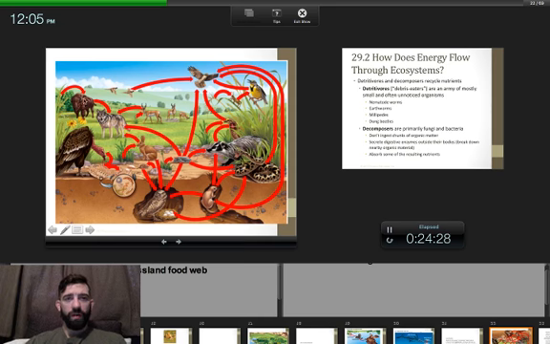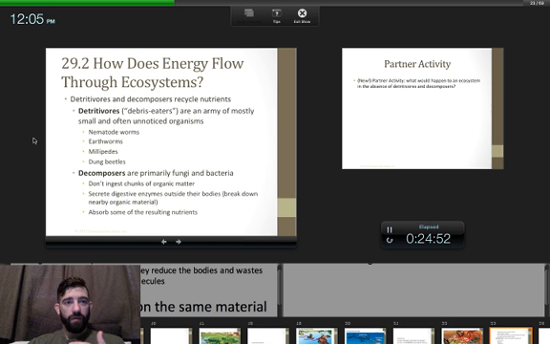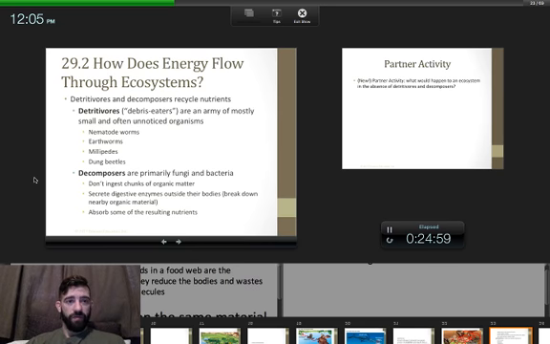Okay, by the way, these red arrows are depicting energy, not nutrient transfer, and the way that you can tell that is because there are no arrows exiting from the detritivores and decomposers. So, speaking of, let's talk about what those are. So, detritivores and decomposers recycle nutrients in ecosystems.